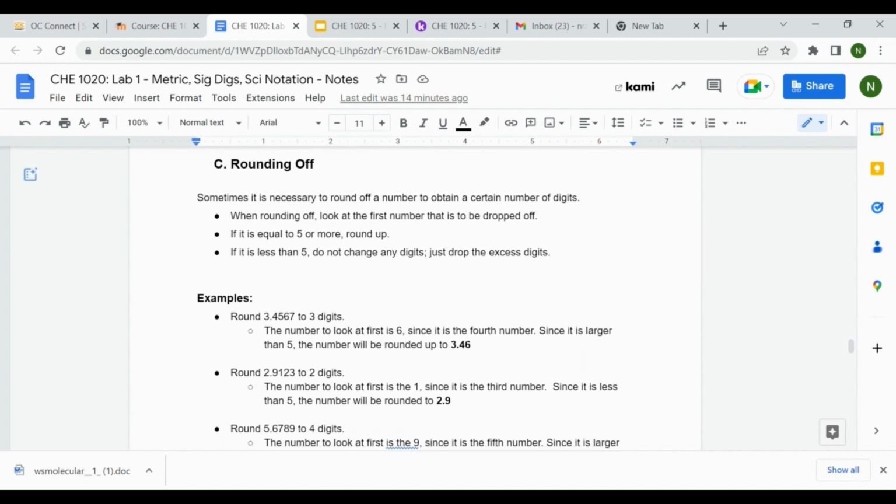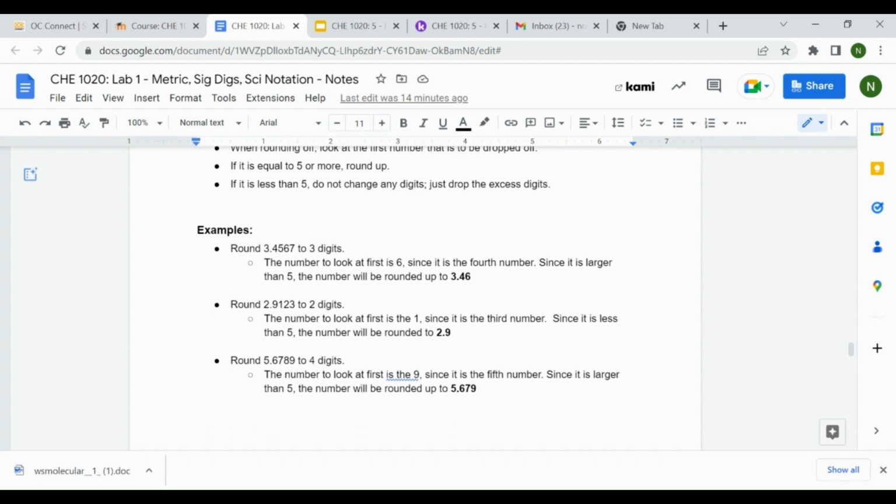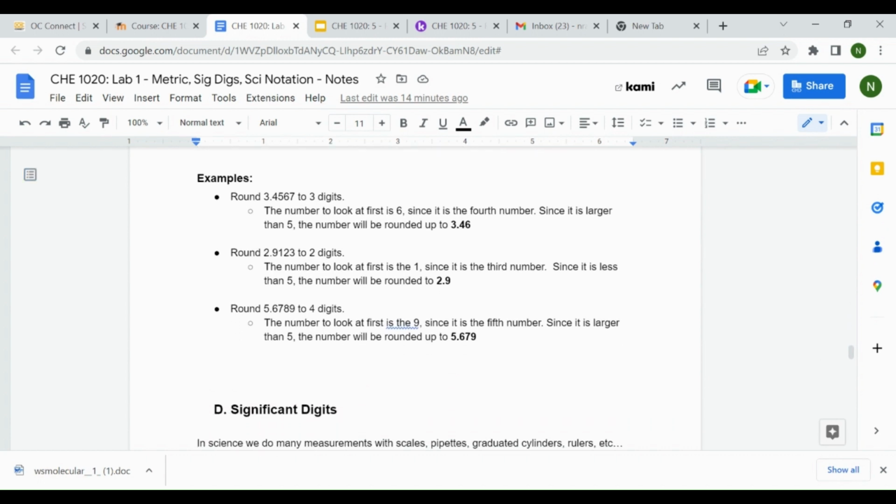Now, sometimes it's necessary to round off a number to a certain number of digits. And the rounding rule is you look at the number that's to be dropped off. So if that number is 5 or greater, then you're going to round the number to the left of it up 1. This probably makes a bit more sense when we look at an example.